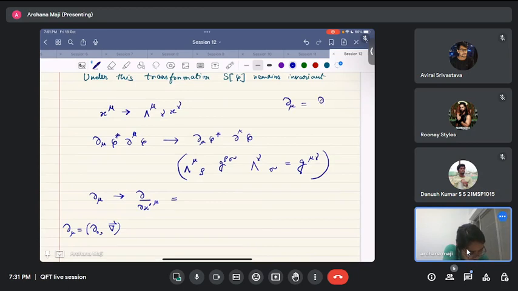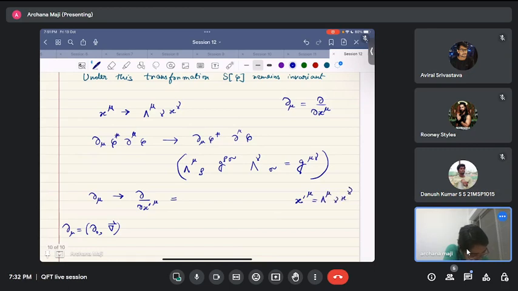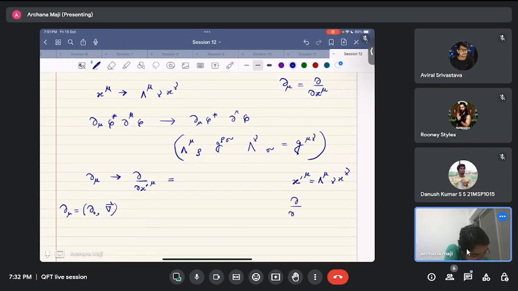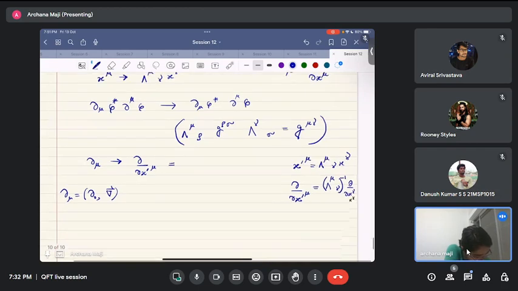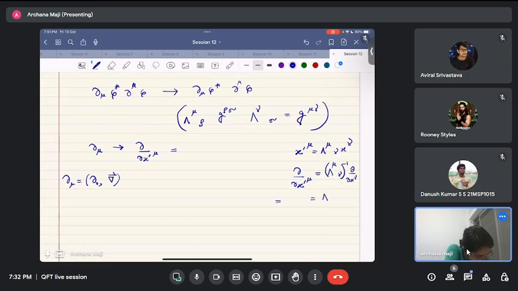so del mu is del by del x mu, and we know x prime mu is lambda mu nu x nu. So x prime mu would be lambda mu inverse x mu, which is del prime mu will be lambda mu del mu.